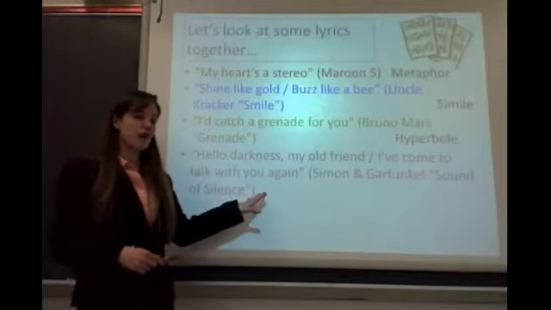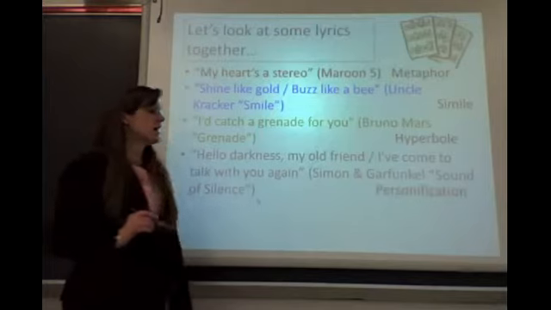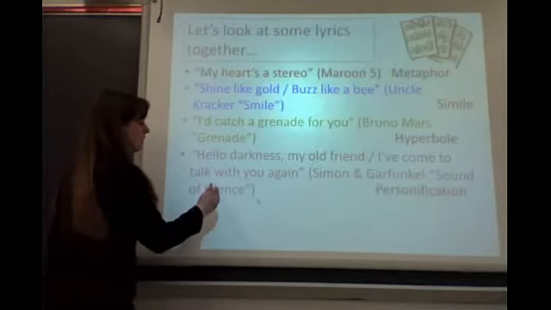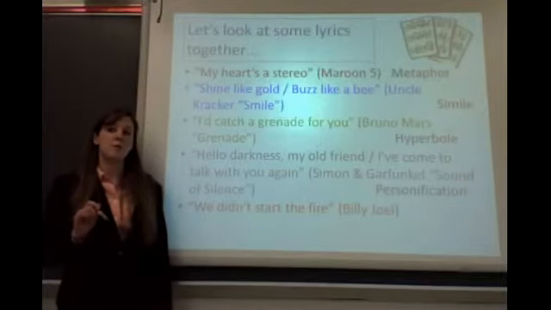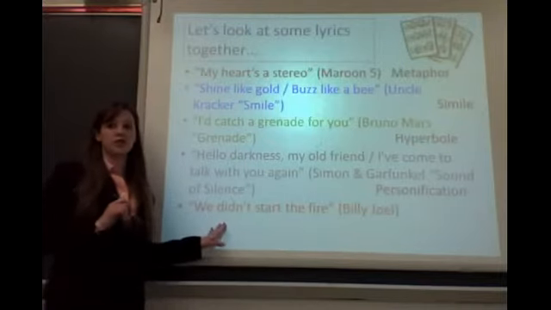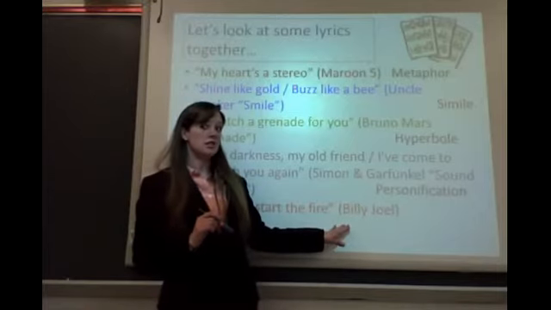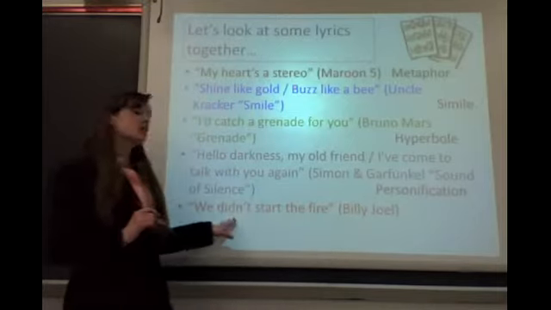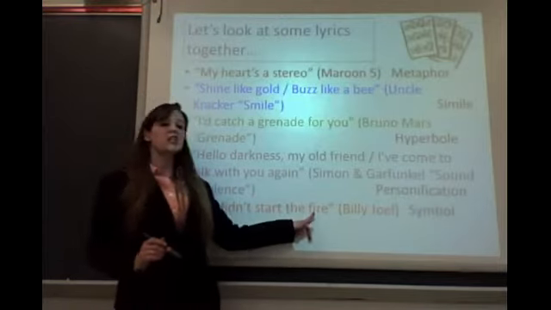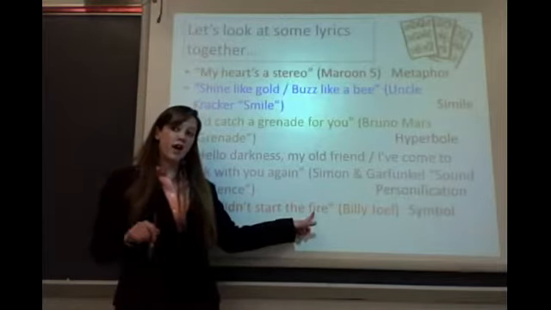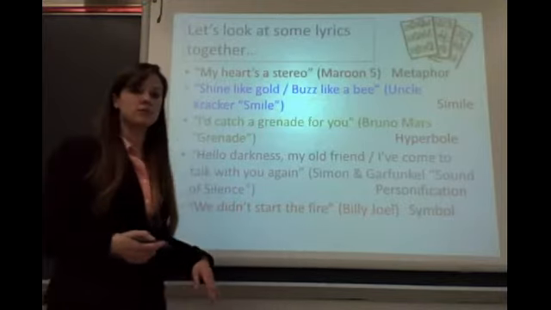Even though you might not recognize the Simon and Garfunkel song, hopefully you're able to find the personification. And finally, "We Didn't Start the Fire" by Billy Joel. I know many of you are familiar with this song. It's often used in history lessons because he makes a lot of allusions in this song. But if we just look at this line, hopefully you're able to point out he's not talking about a literal fire. He's talking about the fire as a symbol for all of the problems in the world.